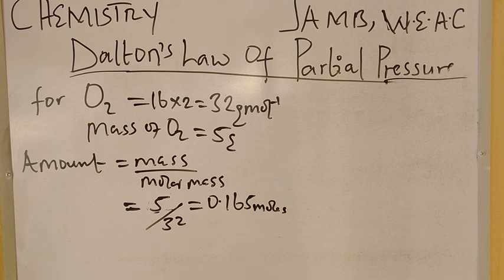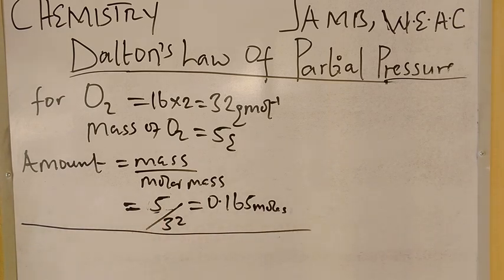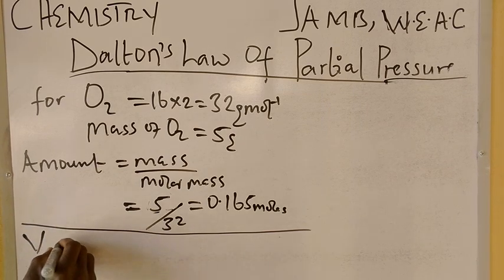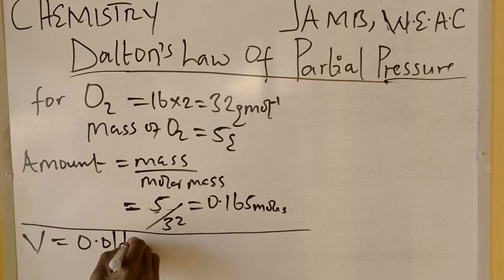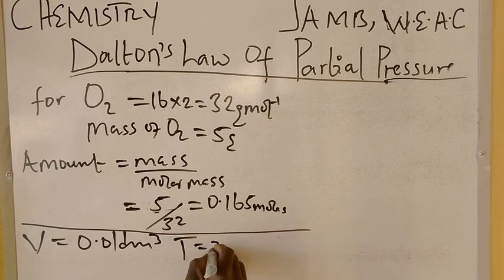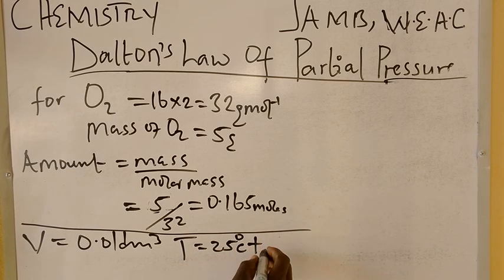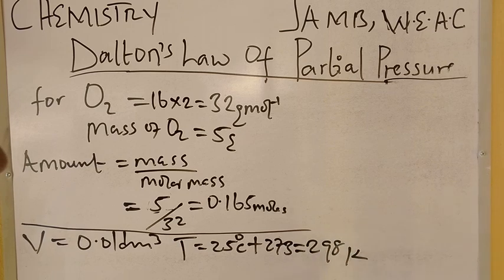Now you should know that a volume was given. The volume V is equal to 0.01 dm³, as given in the question. And our temperature T is 25 degrees Celsius. You must convert this to Kelvin by adding 273, which gives 298 Kelvin. They also gave us our R. R is equal to 8.31.